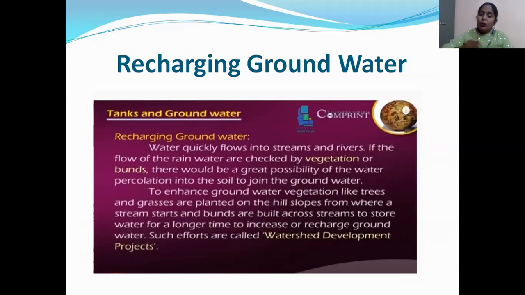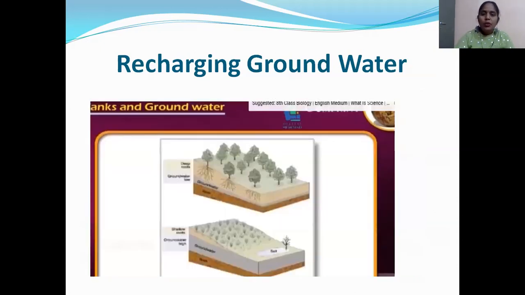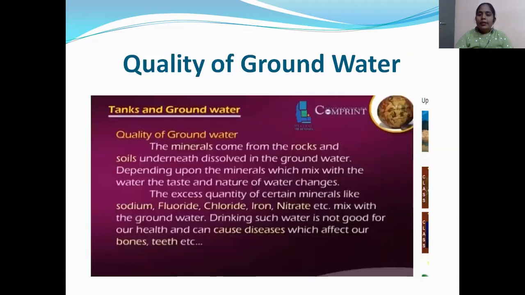You might have seen, when you travel to your villages, many wells are dried up, you don't find water in them. So this is the reason why we have to recharge. How can we recharge? We can recharge by vegetation and constructing bunds. So the program carried out by the government is watershed development projects, right children? Here you can see the roots. In the image I have shown you, the roots are upholding the water. Okay children?